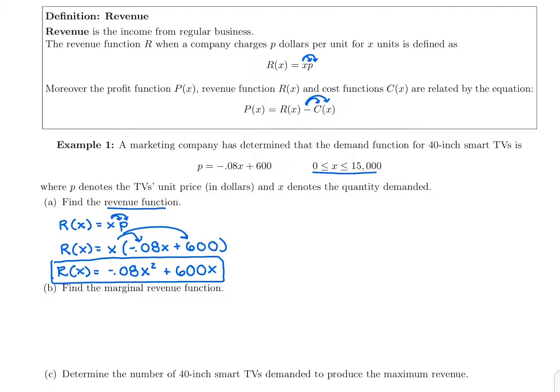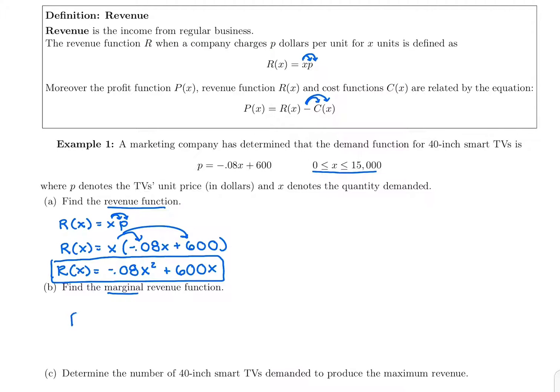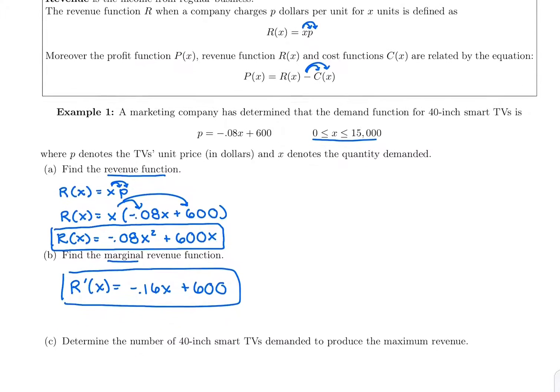And then our next thing that we're going to find is marginal revenue. So marginal means take the derivative. So we're going to take the derivative of revenue. We'll call it R prime of X. Make sure we're labeling all these different functions since now we know cost, revenue, and profit. And I'm going to take the derivative. So I'm going to bring down the power. Negative 0.08 times 2 is going to give me negative 0.16x. And then the derivative of 600x is 600. So there's revenue and marginal revenue, just practicing with our formulas.